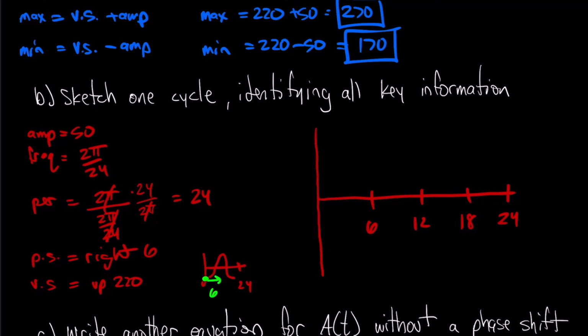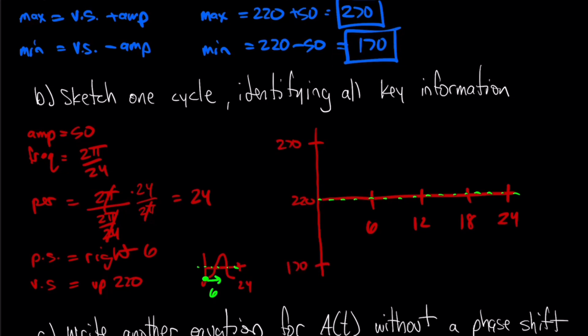I like to take my vertical shift and make that the midline. Right, this is the midline, and I'm making this the midline. So it's not 0 on the y-axis. That would be 220. This value up here is your maximum, so you could add 50. Remember, I just did that up here, so that would be 270, and the one down there would be 170. So that's 270 there.